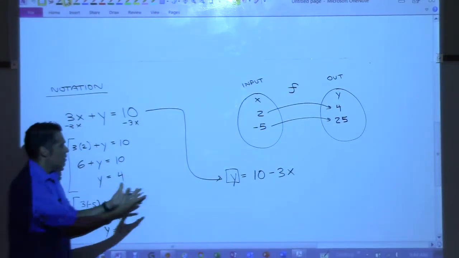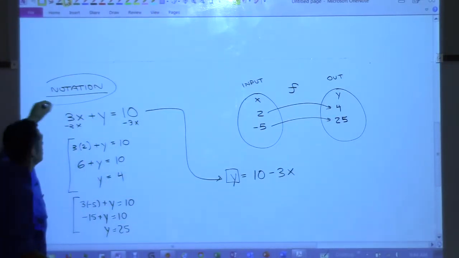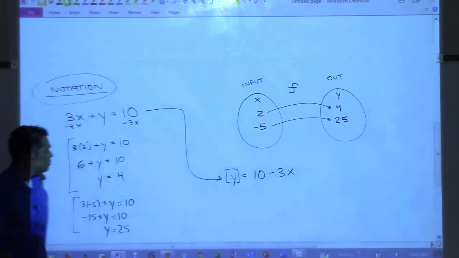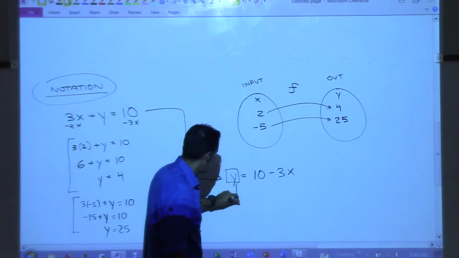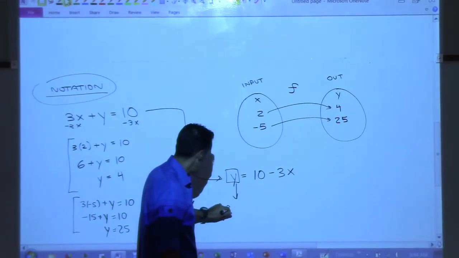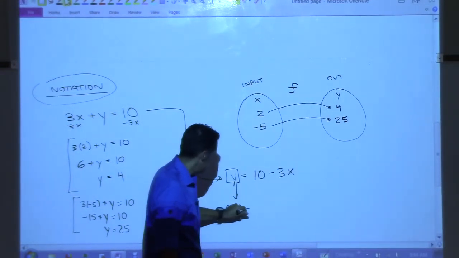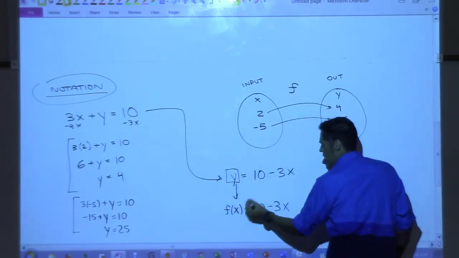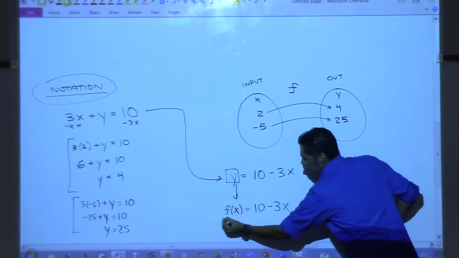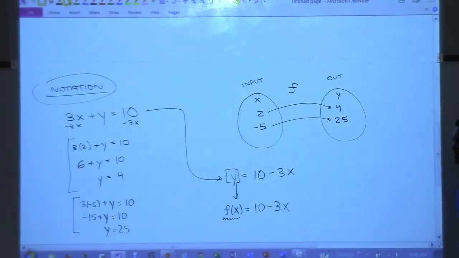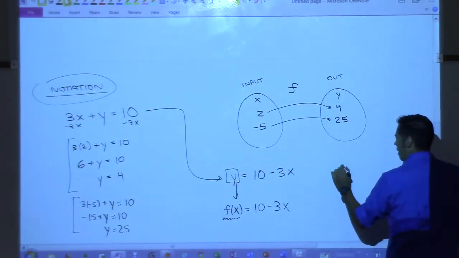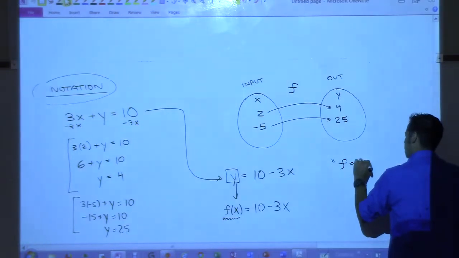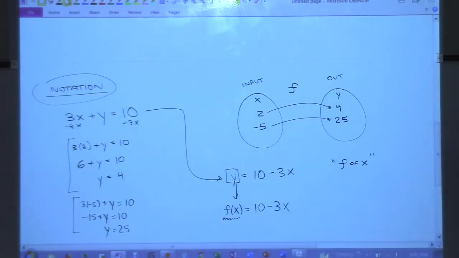So since this is our machine, we use a special notation to let everyone know, hey, look, you're looking at a function, all right? And the notation we use is that we replace this y with this notation, f, and then in parentheses x, and then we just write the machine down. So this right here is our new notation. The way you would verbally say that is you would say f of x, okay, f of x.